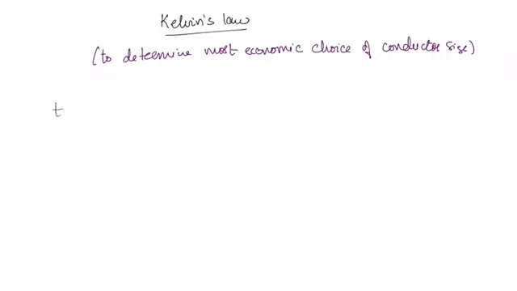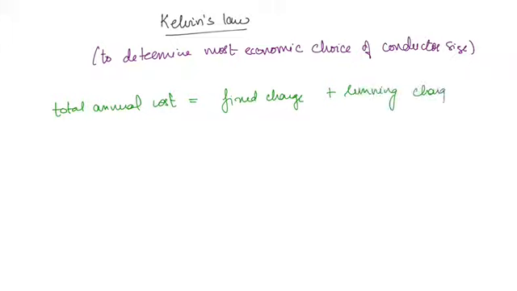Now we are going to discuss Kelvin's law. This is used to determine the most economic choice of the conductor size. Now the total annual cost is going to be divided into two types. One is the fixed charge and the other is the running charge. The fixed charge, as the name goes, is fixed; it is not going to change. But the running charge is a variable quantity. It will depend on the amount of power that is utilized.